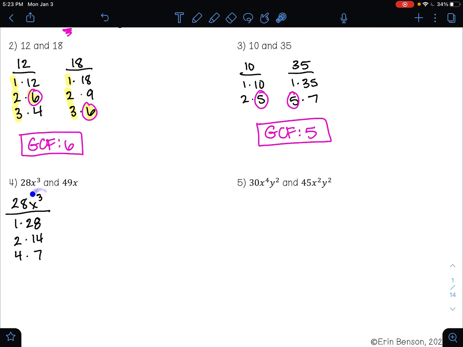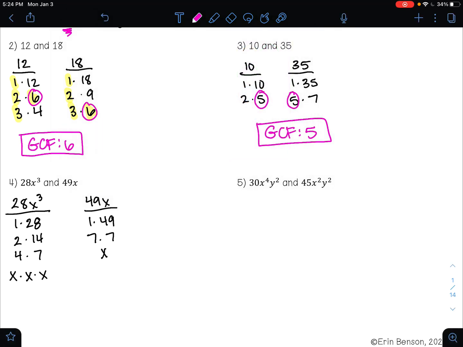X cubed. Remember, your exponent tells you how much of your base you have. So x raised to the third power means that I have x times x times x, because these 3 x's will give me x to the third power. Let's do the same thing for 49x. The factors of 49x are 1 times 49 and 7 times 7. And then I just have 1x.